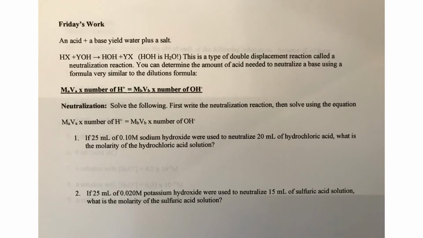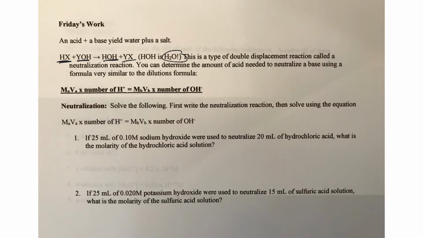Today we're going to look at a neutralization reaction, which we learned about last semester when we were learning about types of reactions. A neutralization is a type of double replacement reaction where you have an acid, here symbolized by HX, plus a base, and they react together to neutralize and create HOH, which is the same as water, plus a salt.